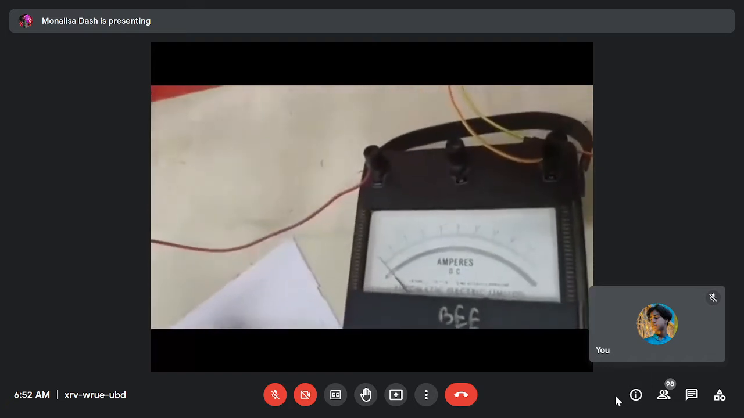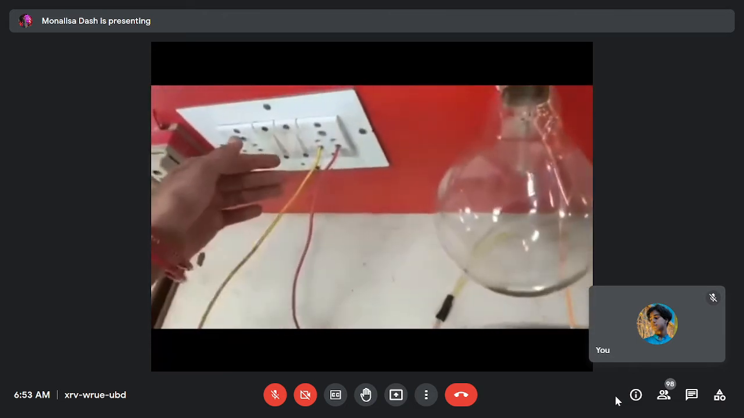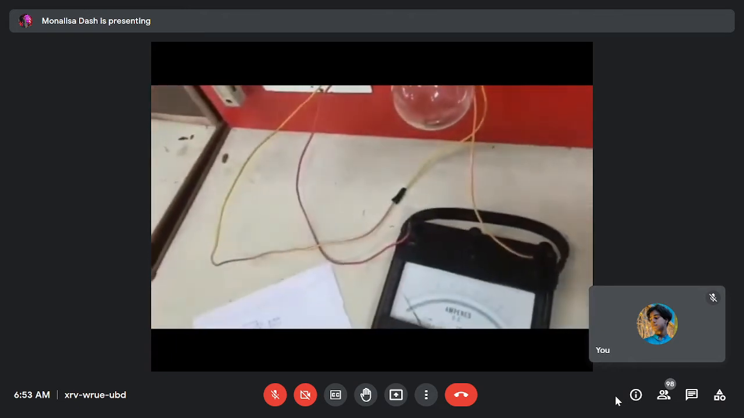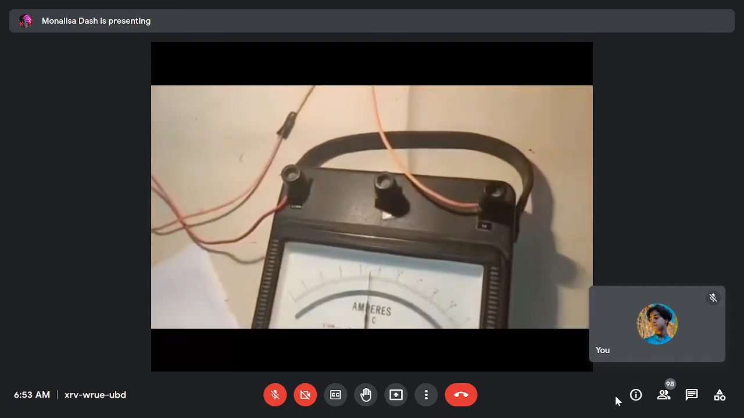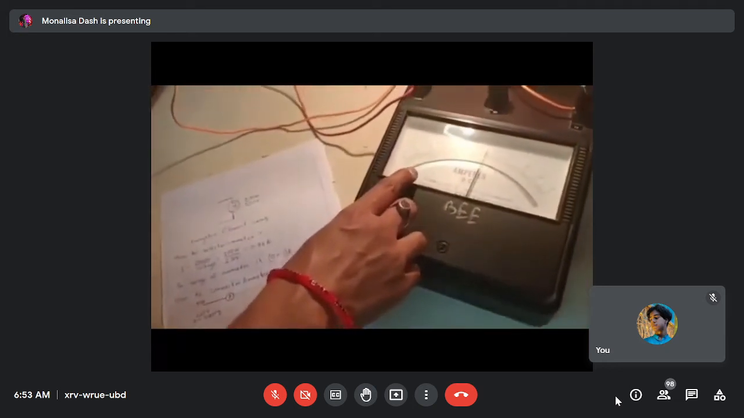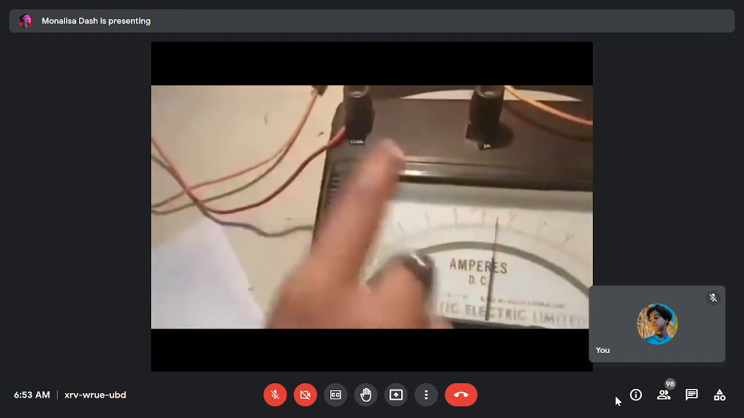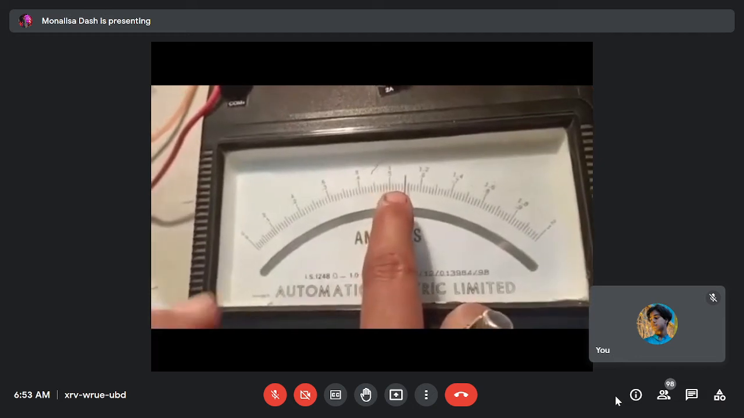Now the circuit is already connected. This is my positive, and from 1 ampere to the lamp, and the lamp's other end goes to the negative. This circuit is completed. Now we give the supply. The bulb lamp is glowing, and the maximum current flowing through that circuit is 0.55.